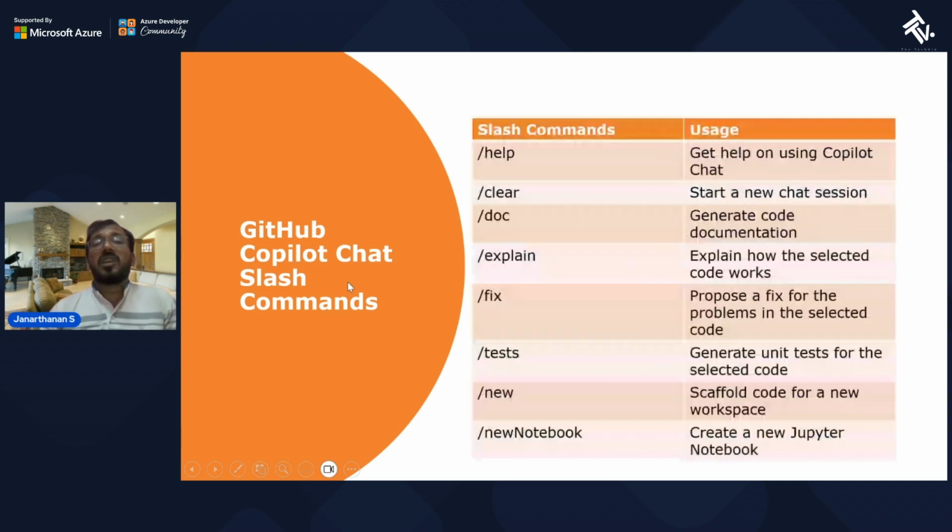The list of slash commands we have: slash help is going to get the help in the GitHub Copilot chat. Clear is going to start a new chat session. Doc is going to generate the documentation comments. And explain, if you want to explain a selected code, you make use of the explain command. Test is for the unit test cases. New is used to create a workspace directory structure. New notebook is going to create a new Jupyter notebook. And fix, any code you want to fix, you can make use of the slash command fix.